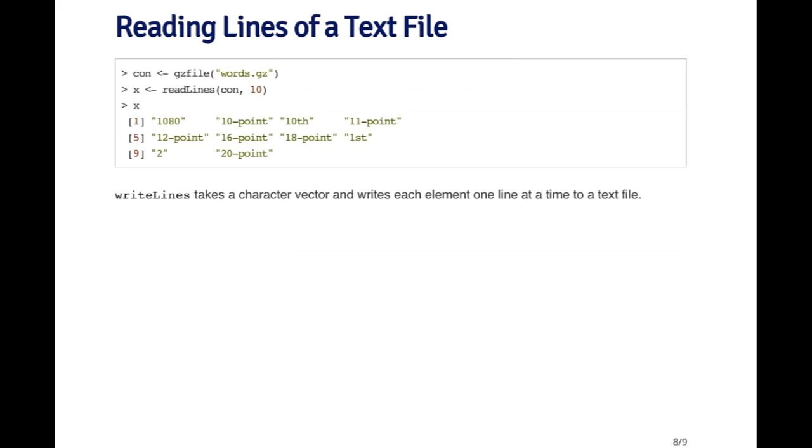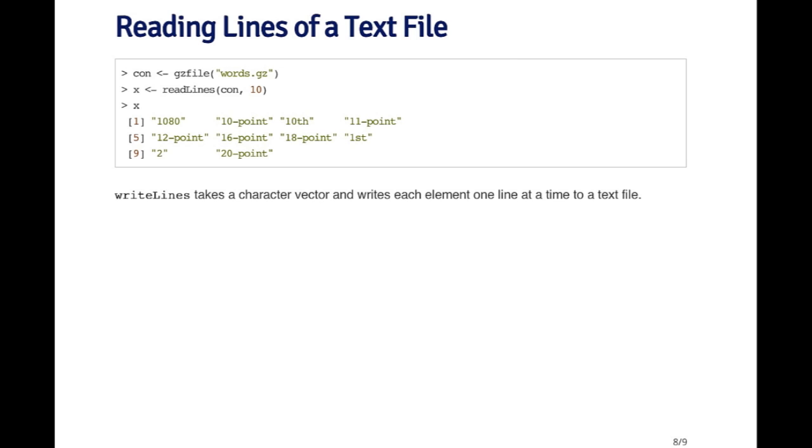However, sometimes a connection can be useful if you want to read parts of a file. For example, here I've got the readLines function, which just reads lines from a text file. I'm going to open up this words.gz file. This is a file that has words in it. It's like a dictionary file, and it's compressed using the gzip algorithm. So I'm going to use the gzfile function to open a connection to that. And I'm just going to read the first 10 lines. I use this connection to read the first 10 lines, and here the first 10 lines are printed out. You can see these are the first 10 words in the file.